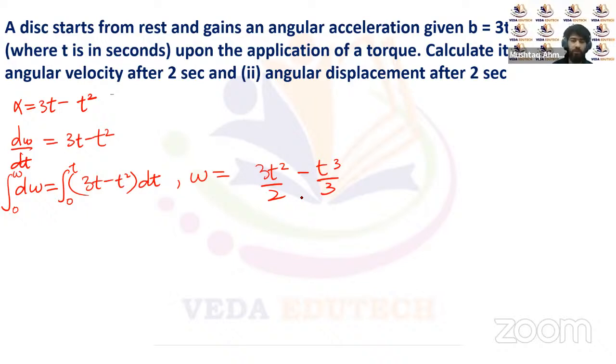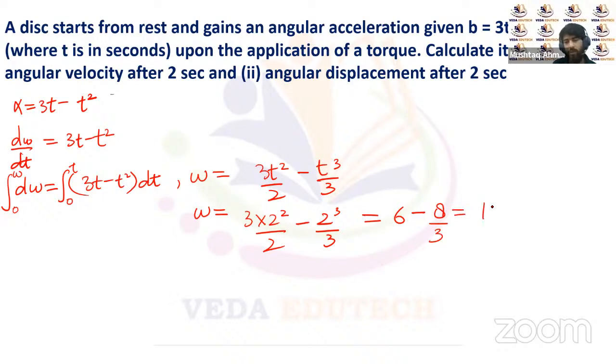Now we have to calculate this omega after time t equal to 2 seconds. Putting the value t equal to 2, it will be 3 into 2 square upon 2 minus 2 cube upon 3. That will be equal to 6 minus 8 upon 3, that will be 18 minus 8, that is 10 upon 3 radian per second. This is the angular velocity for this particle after time t equal to 2 seconds.